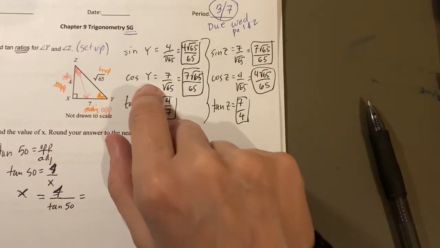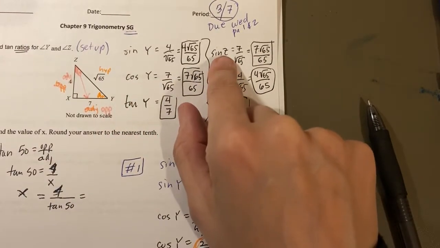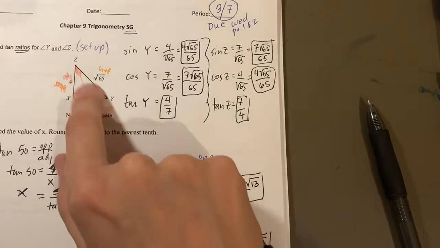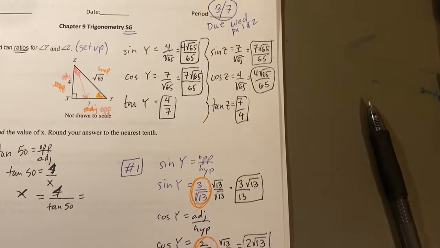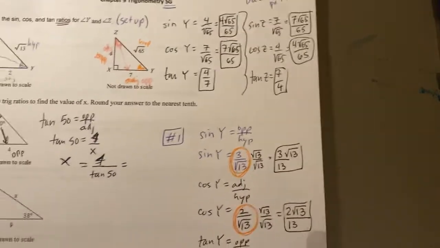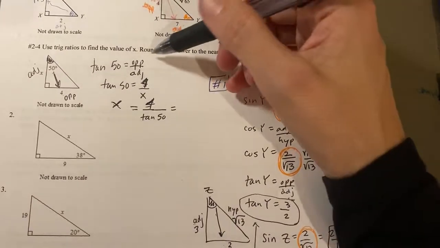The cosine of one angle would equal the sine of the other angle if they were complements. And Y and Z have to be complements. So this would be how we'd simplify. Okay, so now let's look at some of the problems that are more like what we're used to.